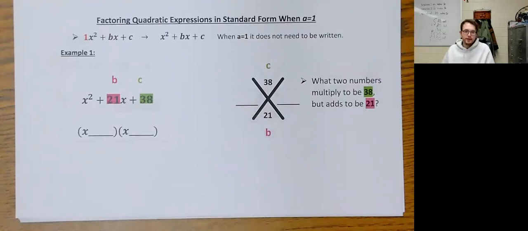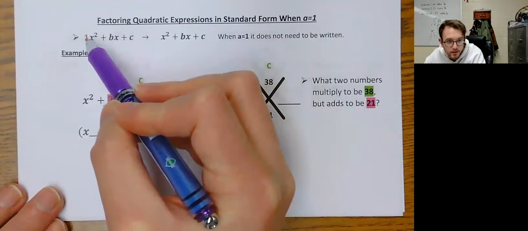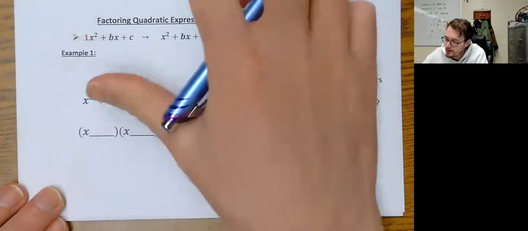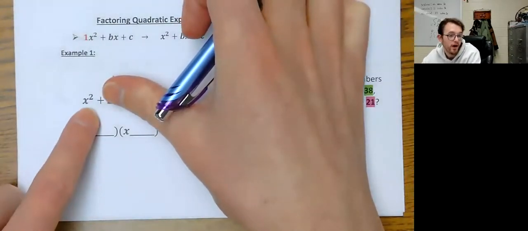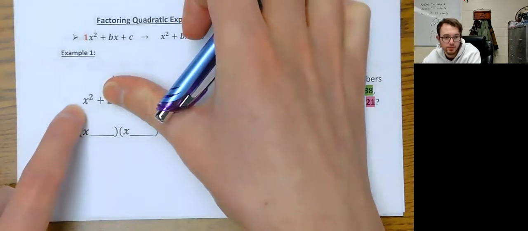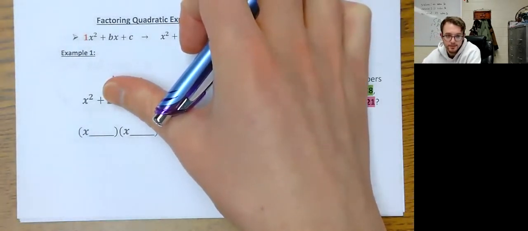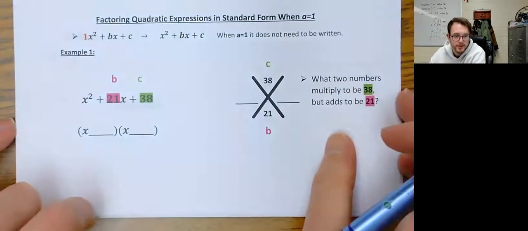So, factoring quadratic expressions in standard form when a equals 1. When the a value is 1, you don't have to write it. Hopefully, if you're a student in Algebra 2 or even Algebra, you would know that when you don't put a number in front, by default it's 1x squared. All right, so we got 1x squared. You don't have to write it. Mathematicians are lazy, they don't want to write it.